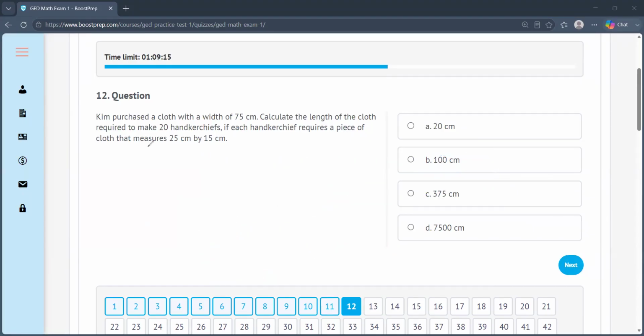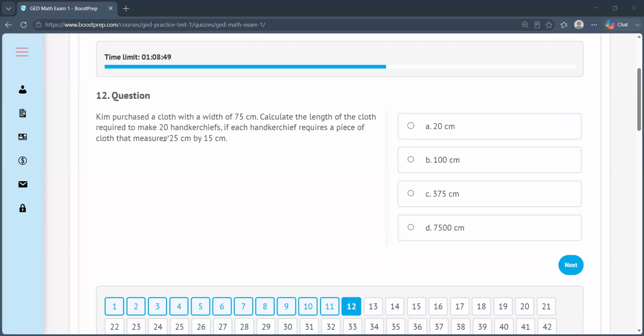Question 12. Kim purchased a cloth with a width of 75 centimeters. Calculate the length of the cloth required to make 20 handkerchiefs, if each handkerchief requires a piece of cloth that measures 25 centimeters by 15 centimeters. So yeah, this one you might have to draw a little bit of a picture.